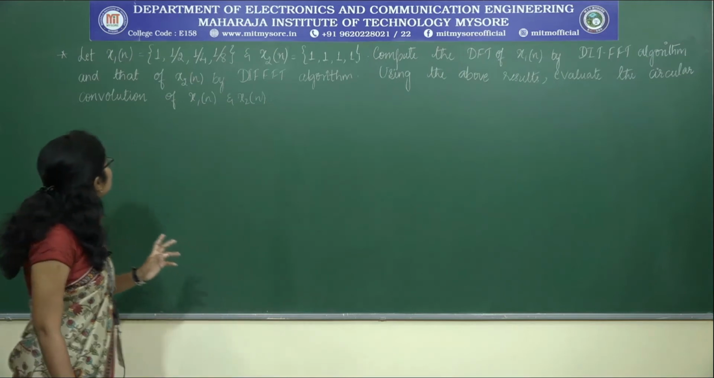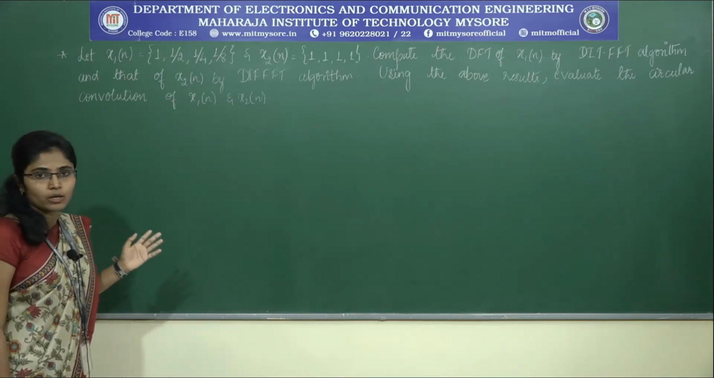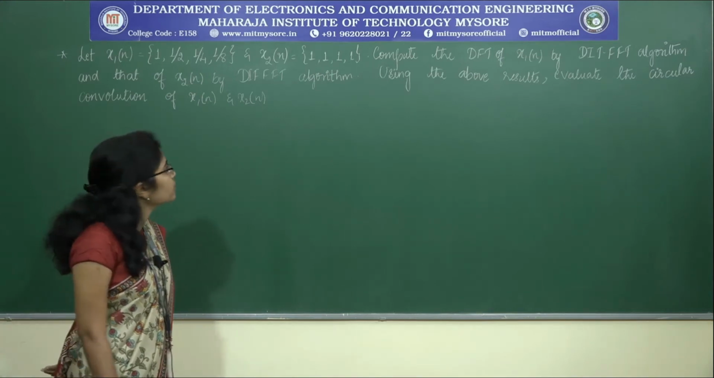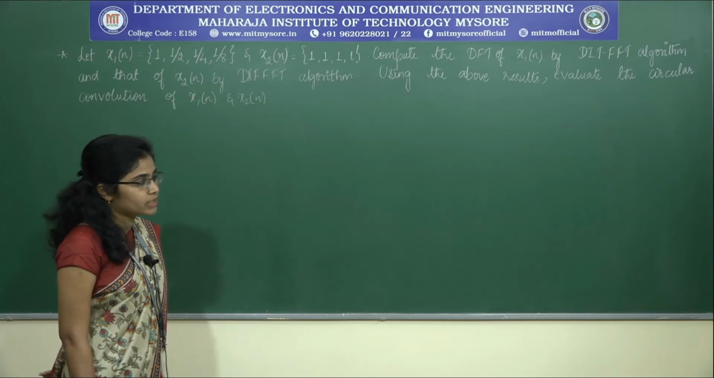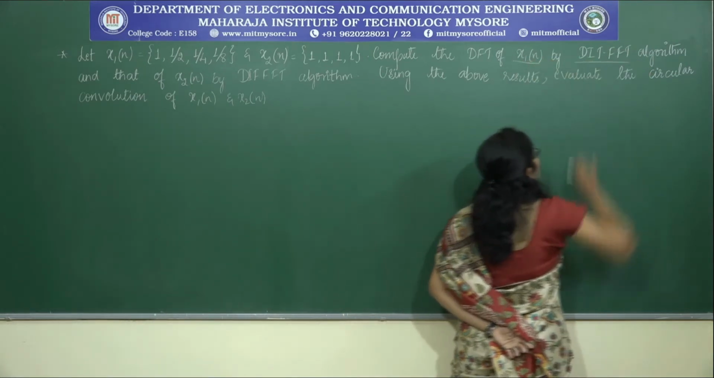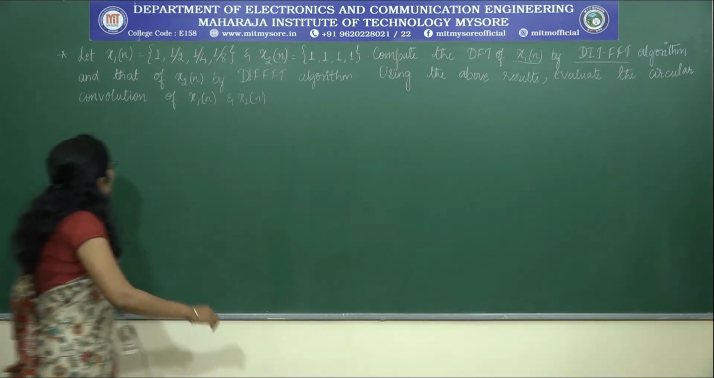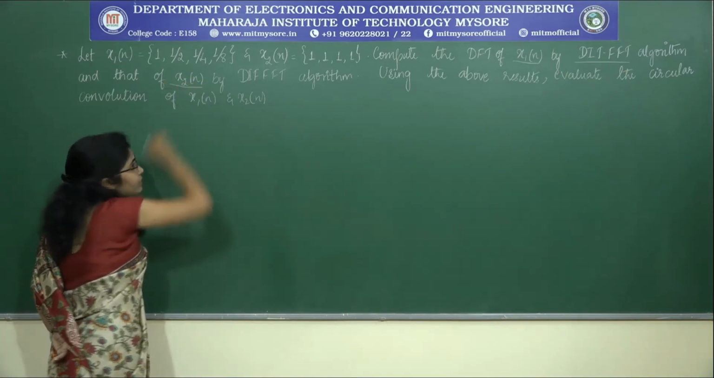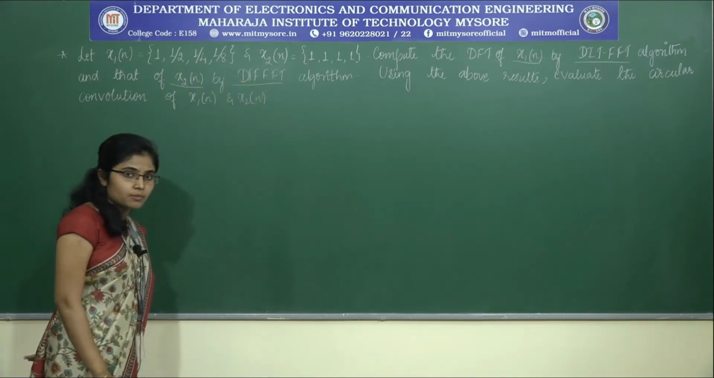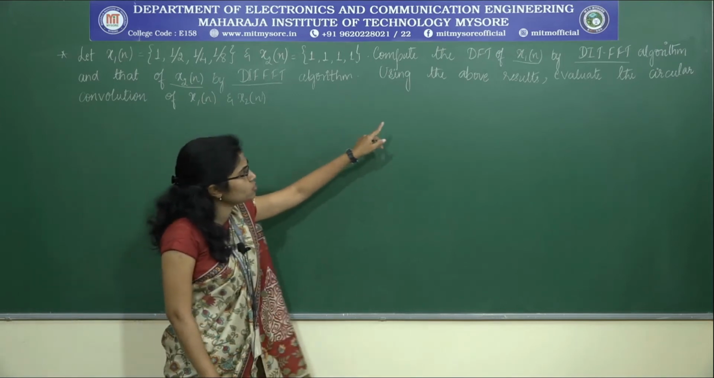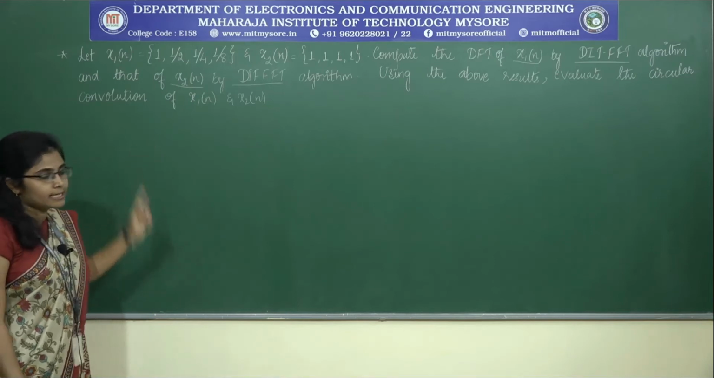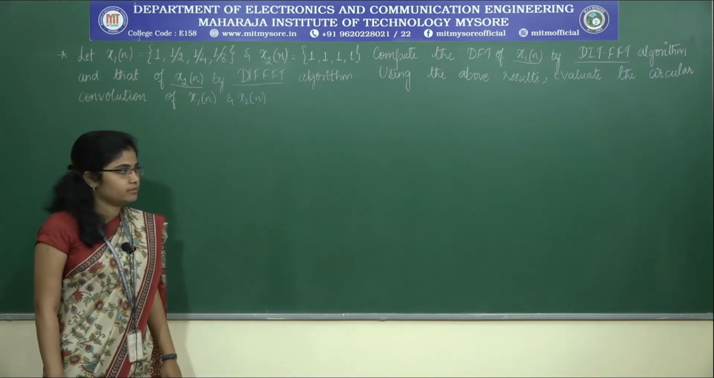The next problem is, let x1 of n be equal to 1, 1 by 2, 1 by 4, 1 by 8. x2 of n be equal to 1, 1, 1, 1. Compute the DFT of x1 of n by DIT FFT algorithm. So this is important. And that of x2 of n, that is I need to find out the DFT of x2 of n by using DIF FFT algorithm. Then using the above results, evaluate the circular convolution of x1 of n and x2 of n.